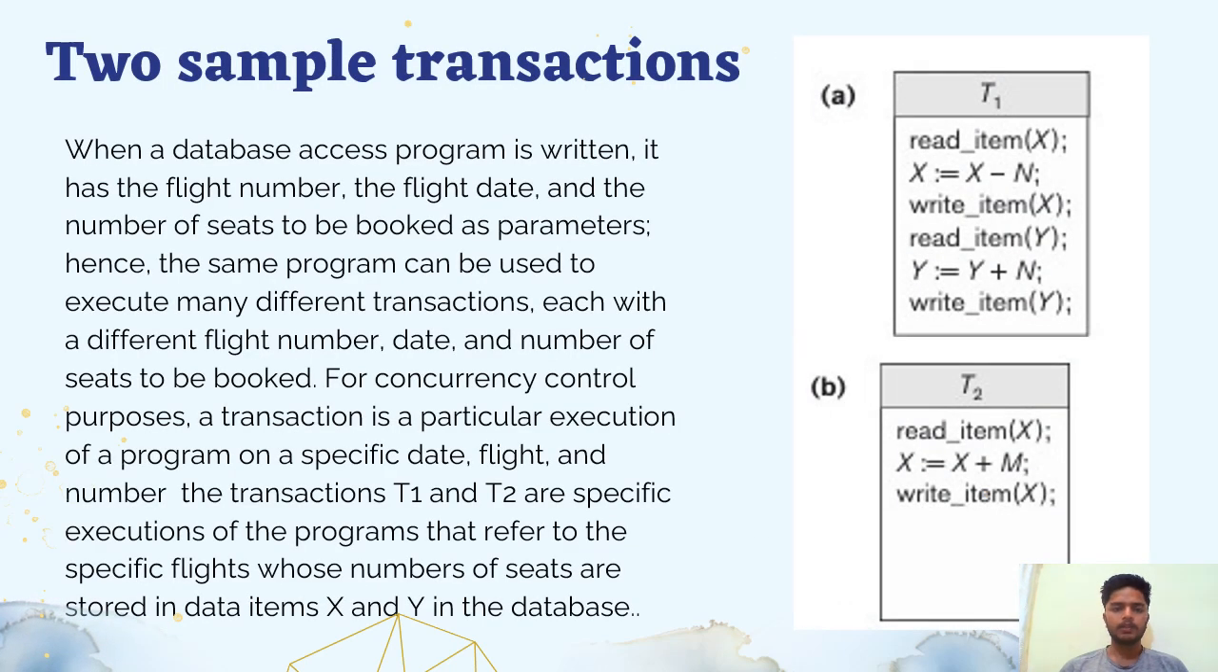Two sample transactions. When a database access program is written, it has the flight number, the flight date, and the number of seats to be booked as parameters. Hence, the same program can be used to execute many different transactions, each with a different flight number, date, and number of seats booked. For concurrency control purposes, a transaction is a particular execution of the program on a specified date, flight, and number of seats. These executions refer to the specific flights whose numbers of seats are stored in data items X and Y in the database.